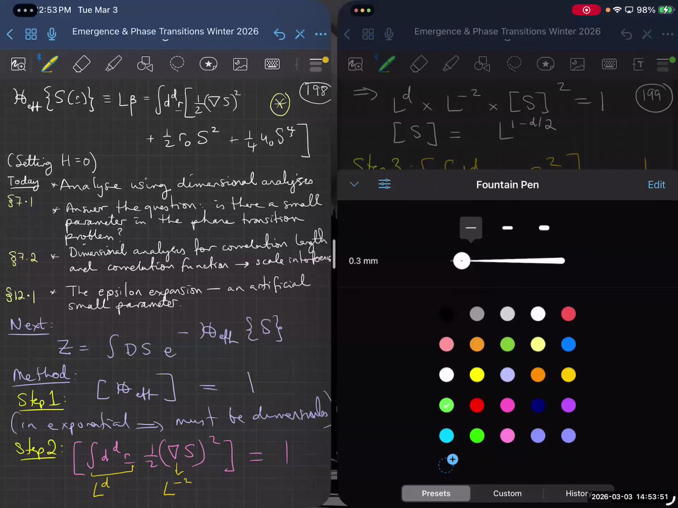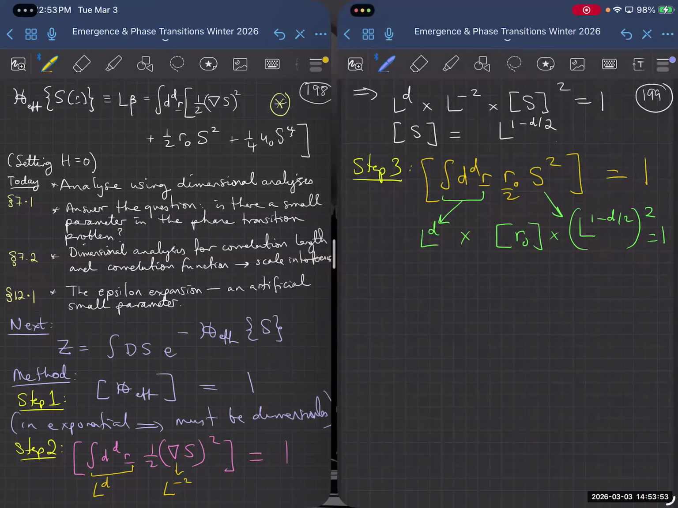So in that case, what we have is that the dimensions of r naught have to be, so I've got L to the d, and then I have L to the minus d, and then I have L to the -2. And so we have that the dimensions of r naught are L to the -2. Okay, so r naught, the coefficient of s squared, has to be an inverse length squared.